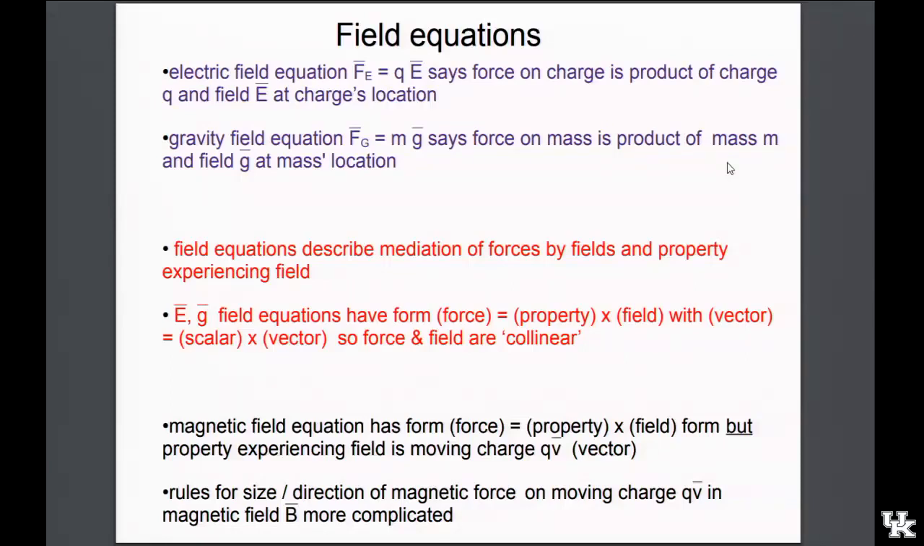And so there's a big difference here for the field equation for magnetism versus the field equation for electricity and the field equation for gravity. In the former cases, it's a scalar times a vector field that gives the vector force. In the latter case of magnetism, it's a vector property, charge times velocity, times the field, that gives the magnetic force. And so that's a big difference. So we're going to see that in the field equation. On the next slide, I'm writing down the field equation.